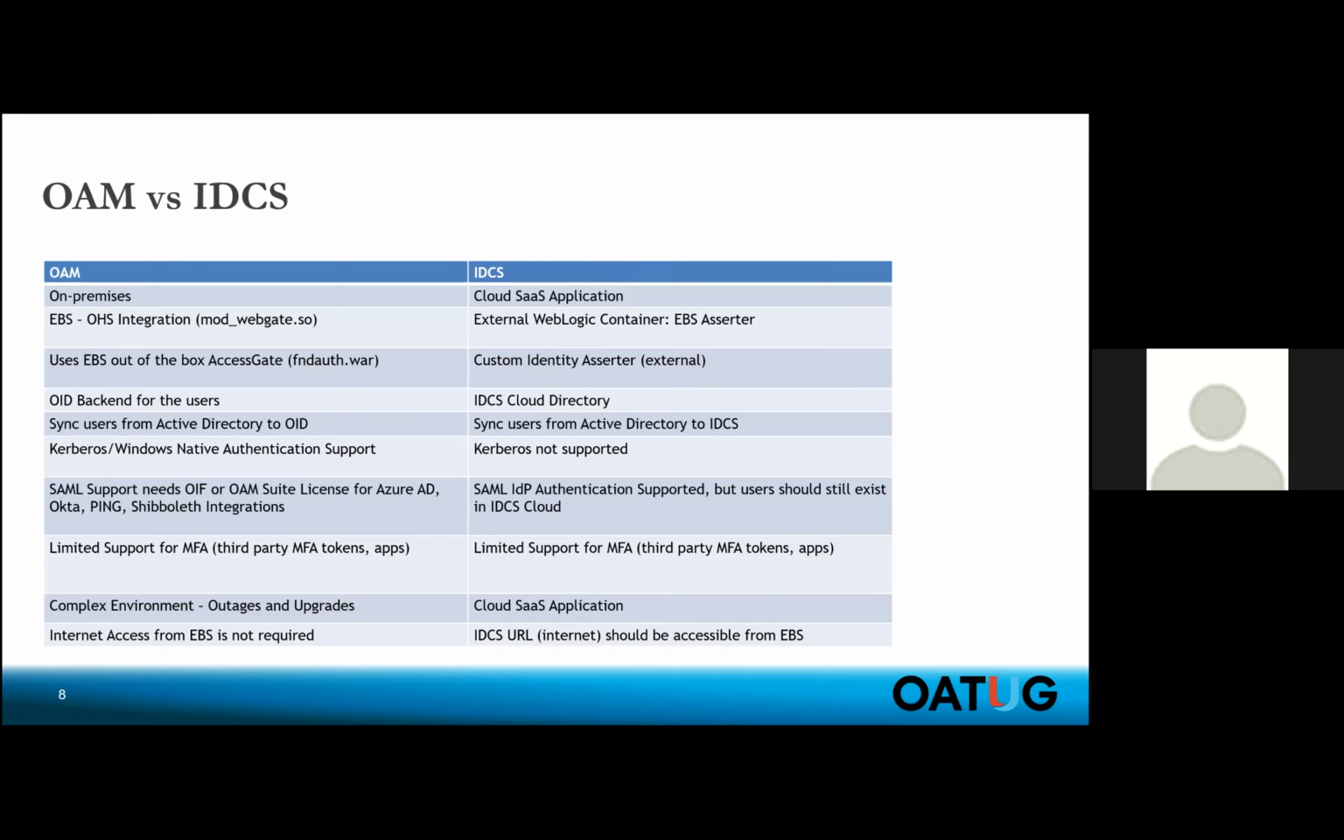Both the directory, IDCS has got a cloud directory where you have users and groups that are stored in the cloud as well. So this is on-prem, this is the cloud, and the second one is the way it integrates with the EBS, right? So OEM integrates with EBS as an Apache or OHS, Oracle HTTP server module. It's called a WebGate, or the full name is OEM WebGate.